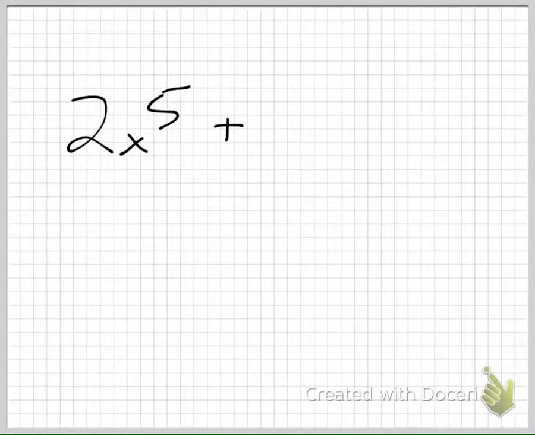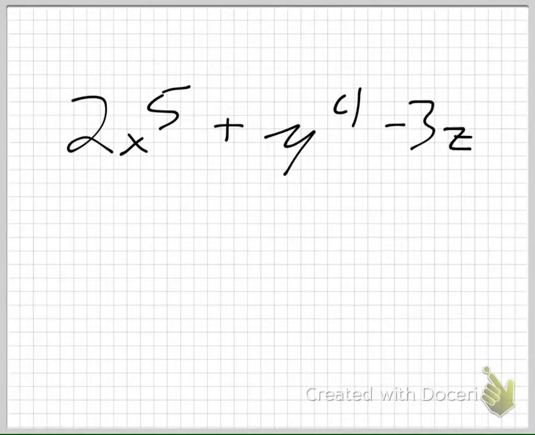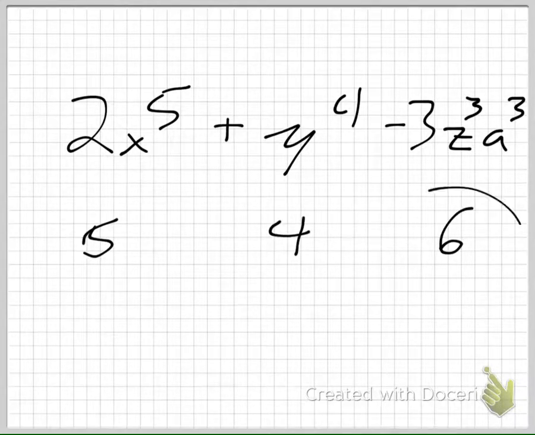So if I give you this, 2x to the 5th plus y to the 4th minus 3z to the 3rd a to the 3rd, what degree polynomial is this? That's a 6th degree polynomial. You look at each one and you go, that's a 5th, this is a 4th, this is a 6th. It's a 6th degree polynomial. Does that make sense?